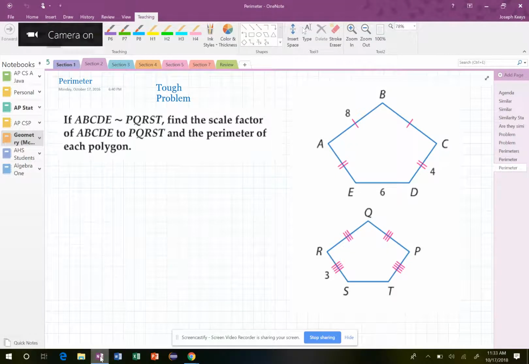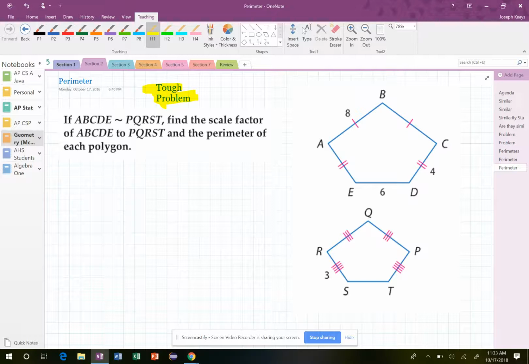Okay, class, this is our last problem, and let's erase it down. And what do we know? It's a tough problem. All right, so let's hang on tight. So once again, this is really good. They gave us a similarity statement. Hopefully, we're going to use some color here to match all this up.